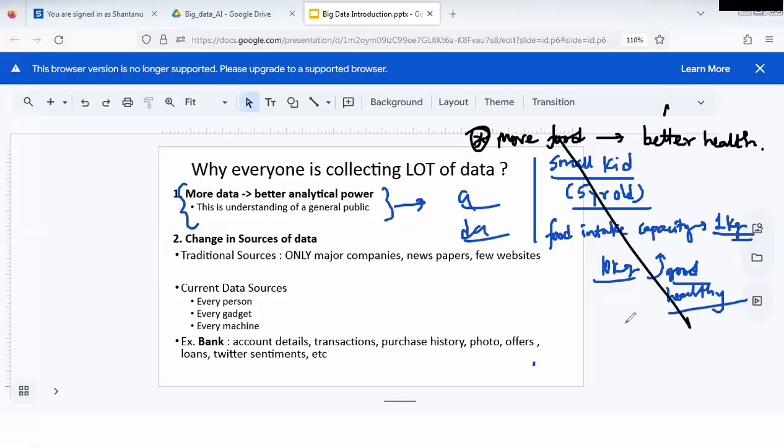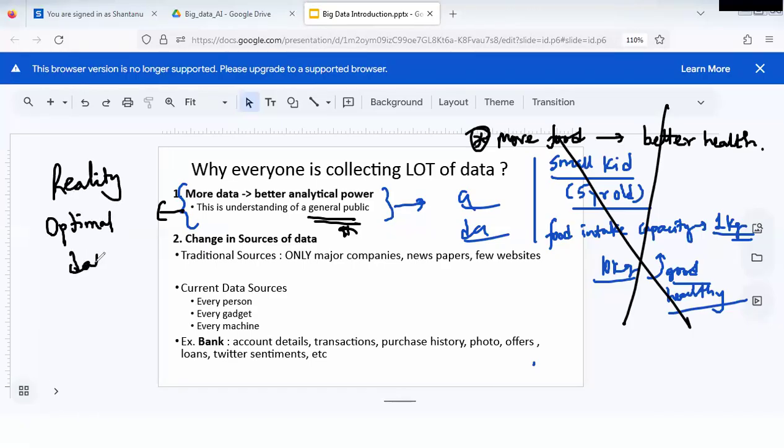This is not right. So understand, guys, please. This is what industry is doing right now, that more data, better analytical power. This is the understanding of general people. ये जनरली लोग सोचते हैं, लेकिन रियल में क्या है? In reality, optimal data leads to better analysis.